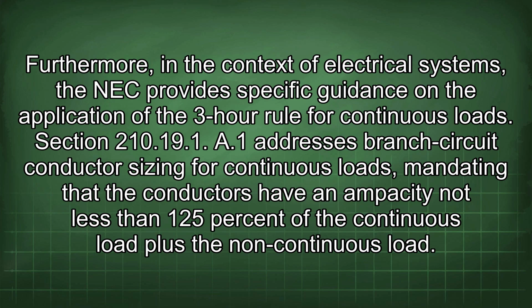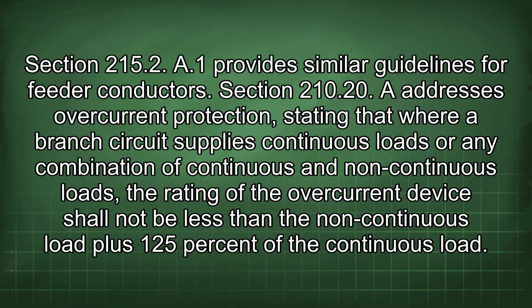Section 210.19(A)(1) addresses branch circuit conductor sizing for continuous loads, mandating that the conductors have an ampacity not less than 125% of the continuous load plus the non-continuous load. Section 215.2(A)(1) provides similar guidelines for feeder conductors.